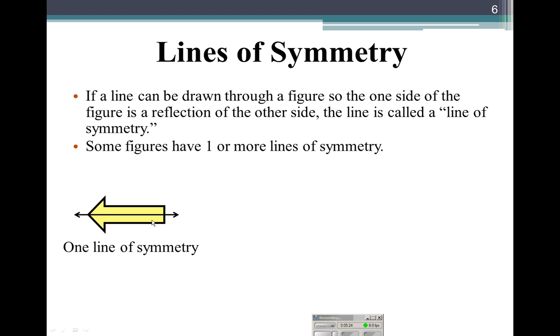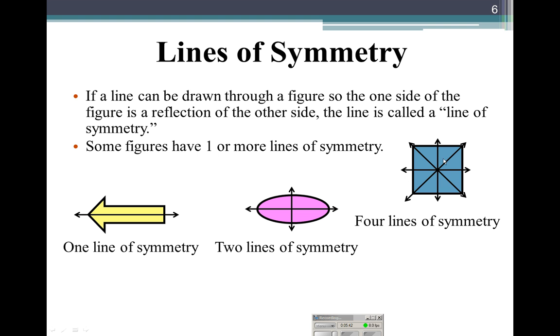This figure has one line of symmetry. It can fold where the top would completely overlap the bottom. This has two lines of symmetry. Each one of these you could fold the figure and it would perfectly overlap.